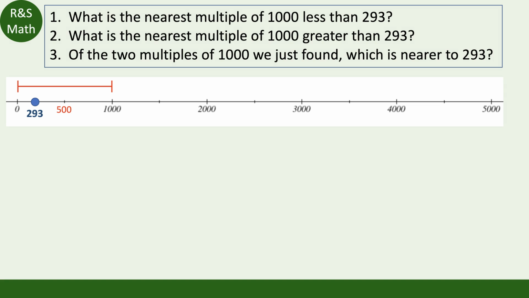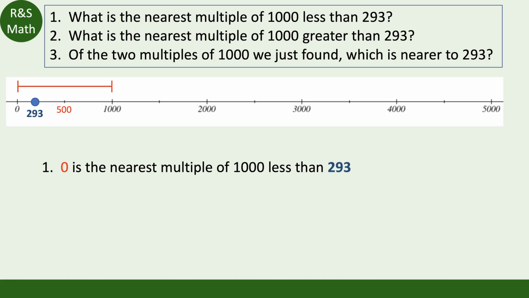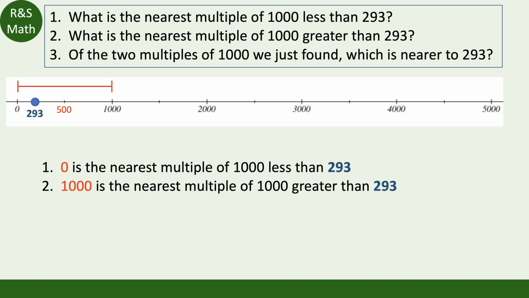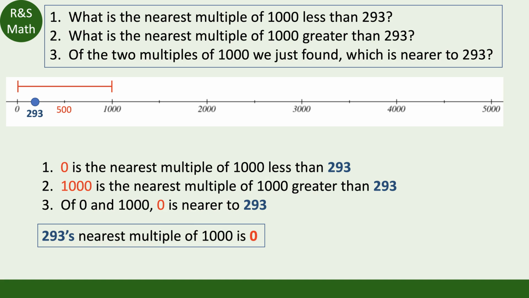So the answer to the first question is 0 is the nearest multiple of 1,000 less than 293. The answer to the second question is 1,000 is the nearest multiple of 1,000 greater than 293. And the answer to the third question is, of the two multiples of 1,000 that 293 is nearest to, 0 is the one nearer to 293. We say 293's nearest multiple of 1,000 is 0.